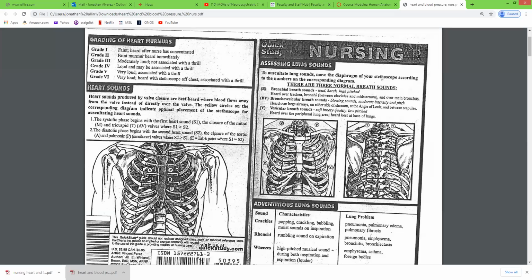All right. And because of your location, you're going to get more of a bronchovesicular sound. And again, you want to be in the space, the intercostal space.